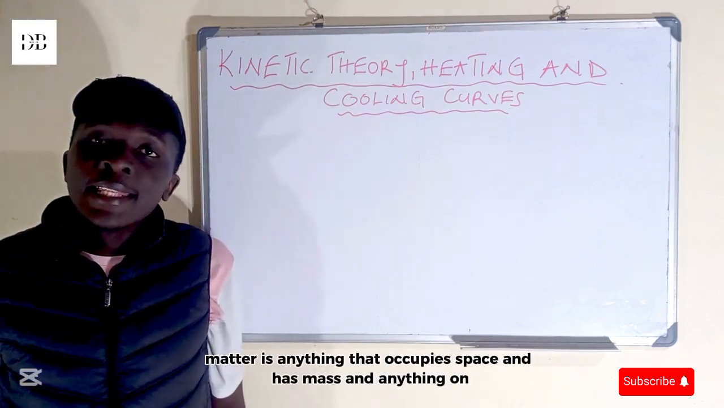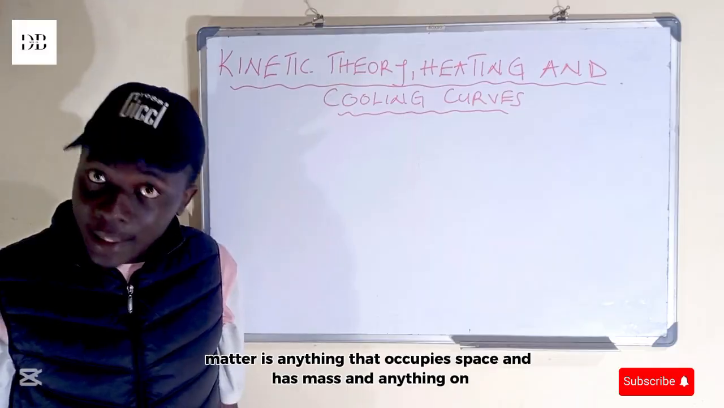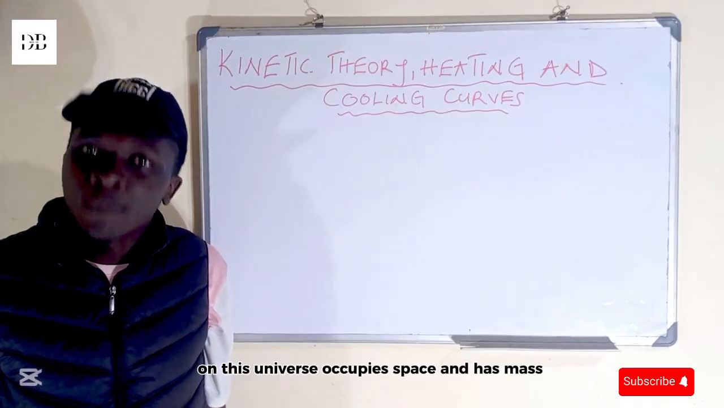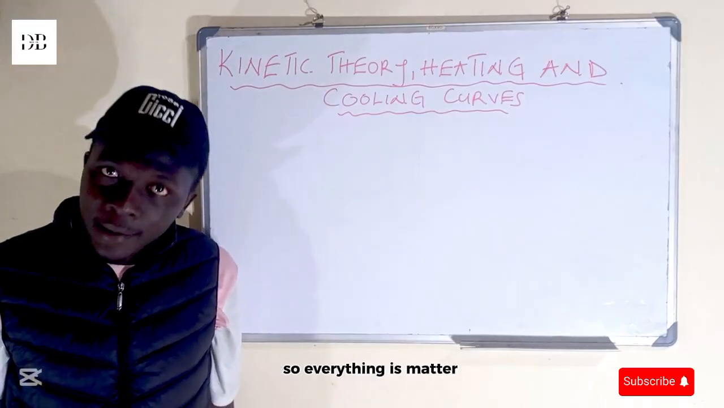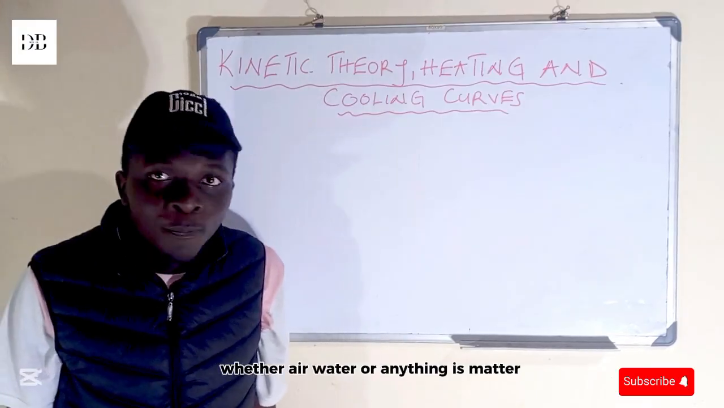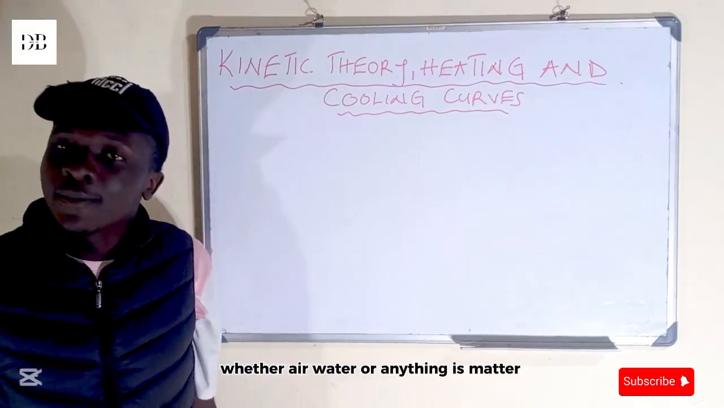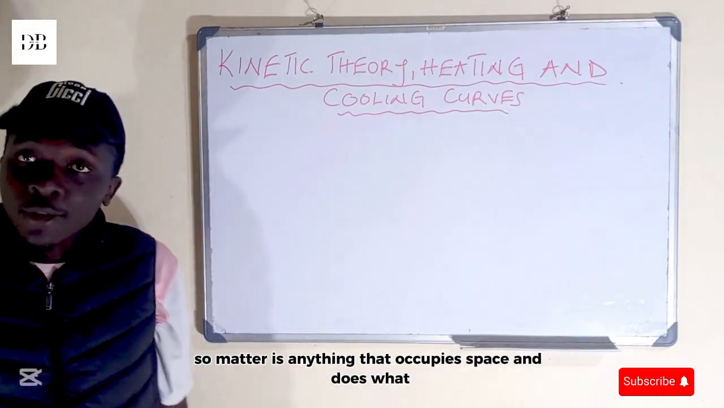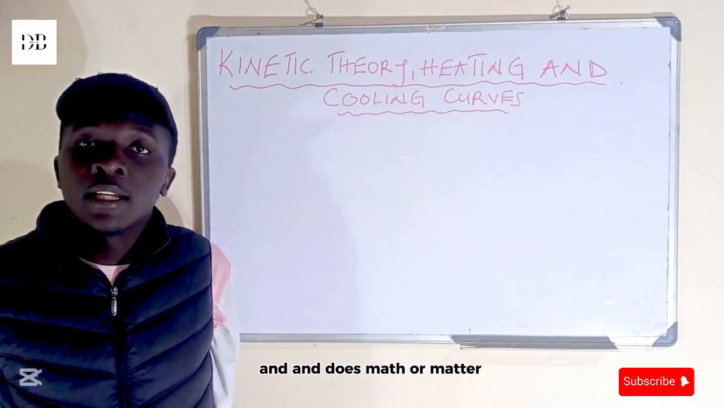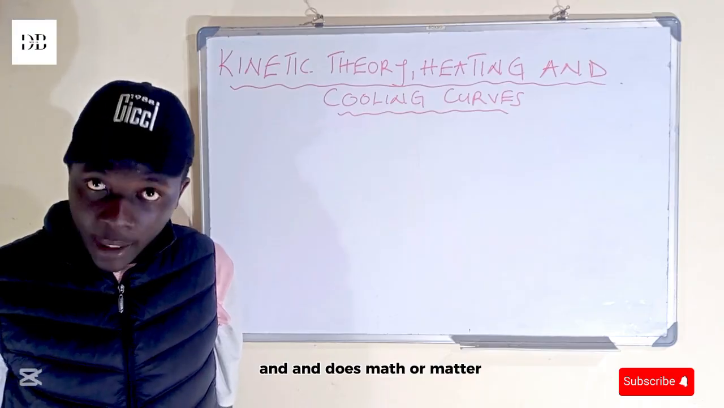Matter is anything that occupies space and has mass. And anything in this universe occupies space and has mass. So everything is matter. Anything you can think of is matter, whether air, water, or anything. So matter is anything that occupies space and has what? And has mass.